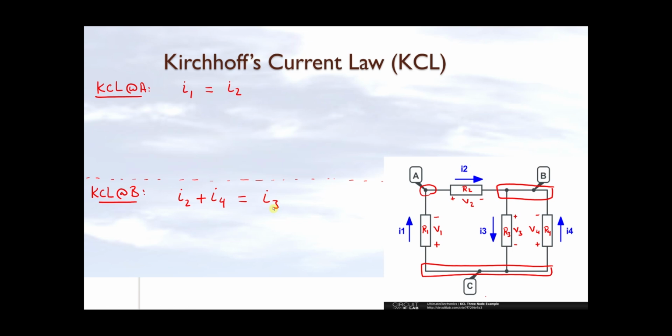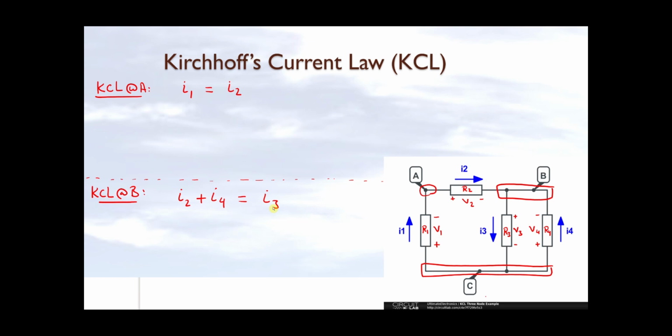Now if you look at the circuit, we have 4 current unknowns, yet we only have 2 equations. Therefore, we need to come up with either 2 more equations or find a smarter way to solve for those 4 unknowns using these 2 equations.